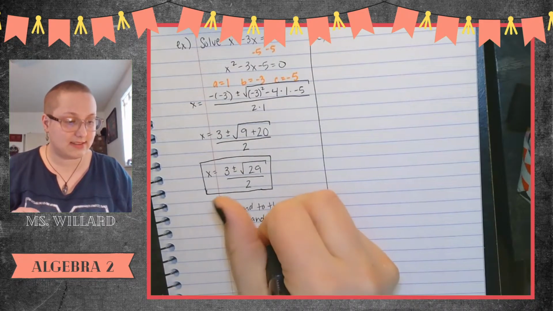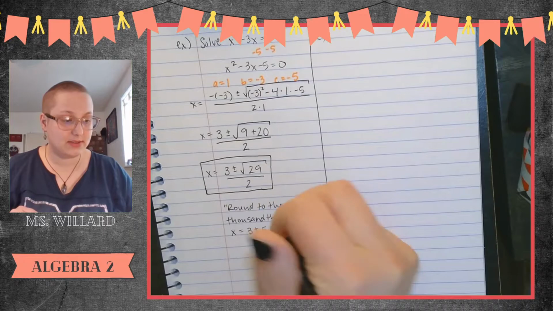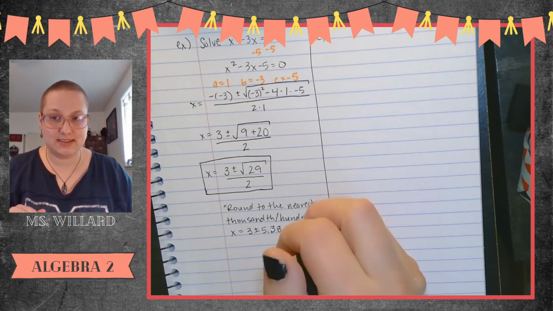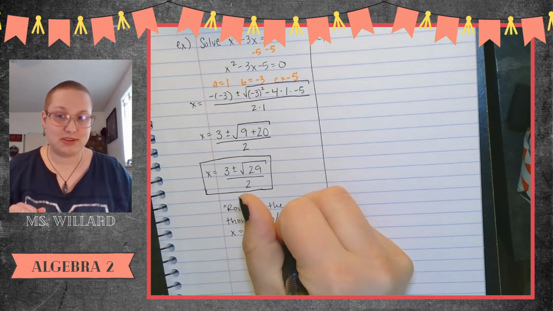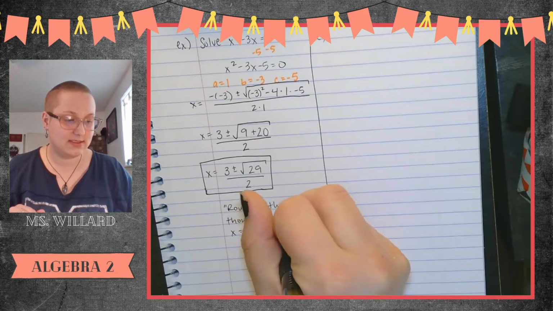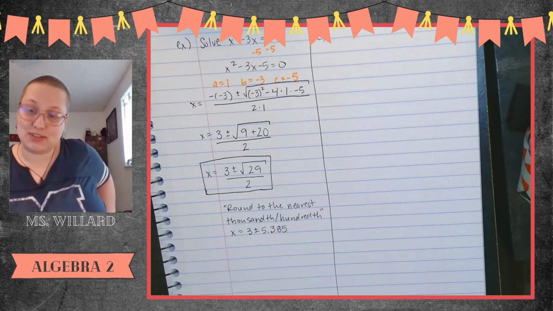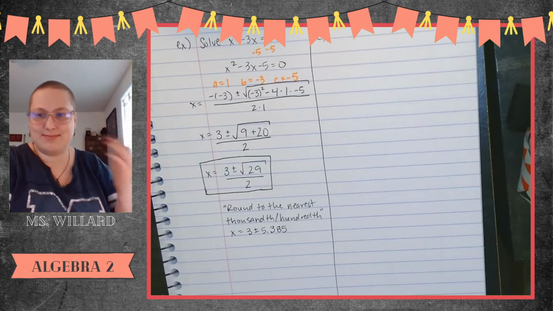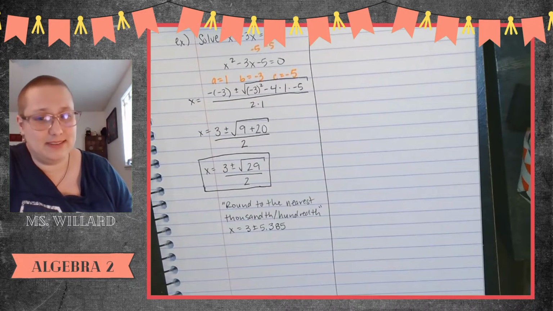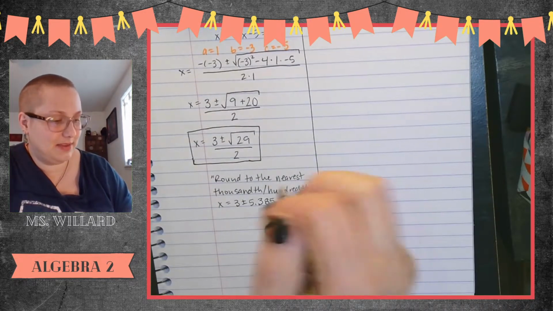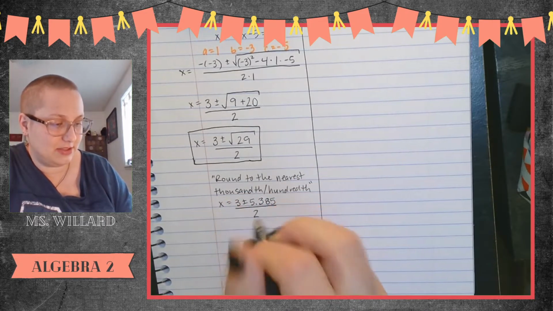So thousand has 3 zeros. Thousandth has 3 numbers. Hundredth has 2 zeros. Hundred has 2 zeros. Hundredth has 2 numbers. I don't know why they did that. All over 2. And I would just do that really quick.